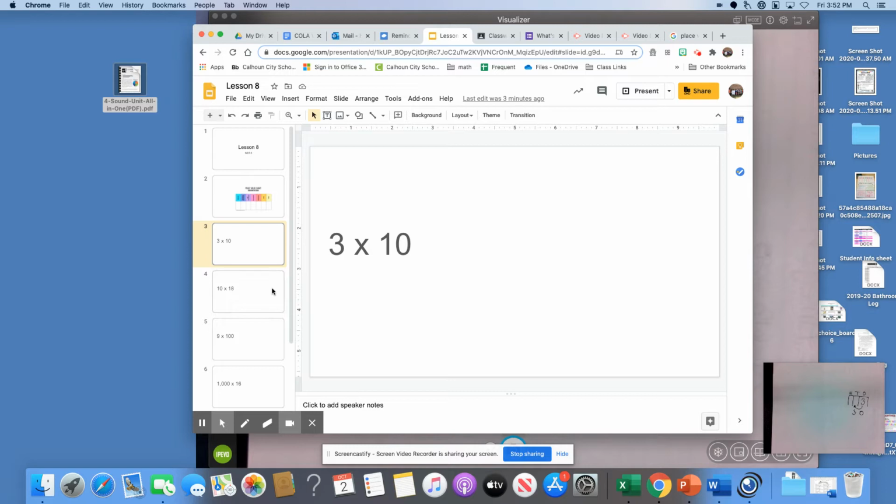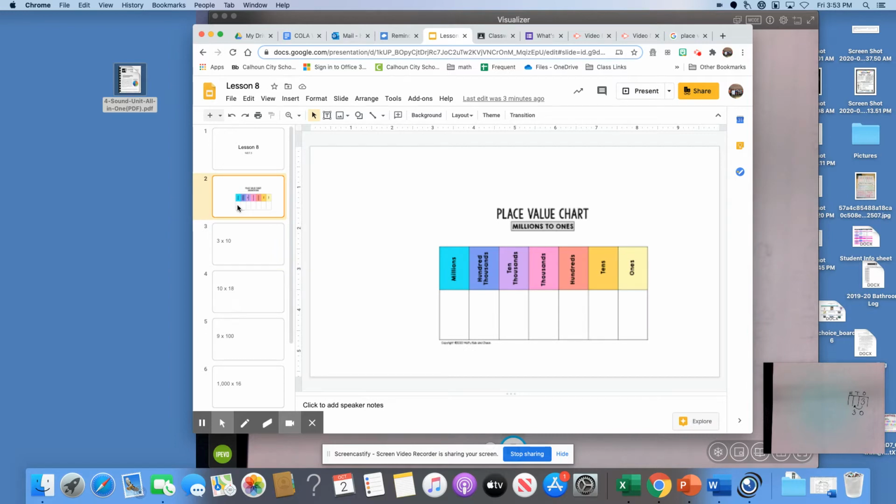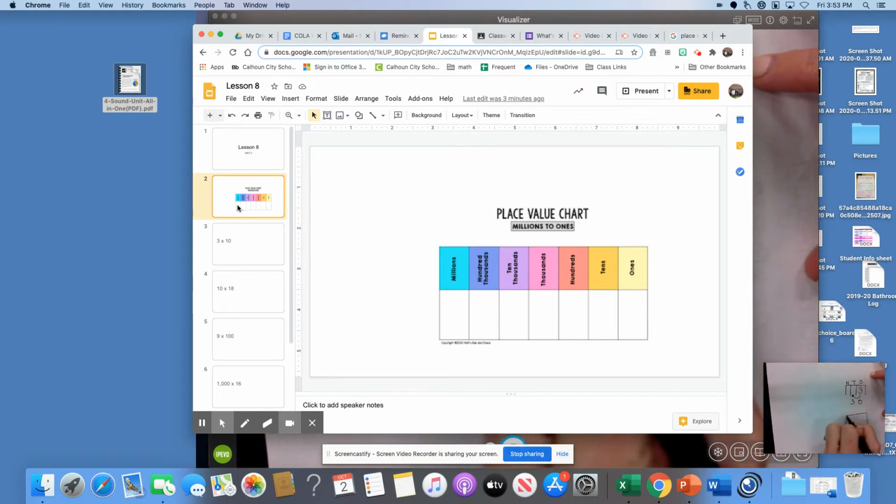So what I want to encourage you for the next one, 10 times 18. Stop this film and make a place value chart. And you can always use this one. So make a place value chart on your desk. I'm going to show you while you make one, or you can do it with me and then pause when you're ready to solve. So ones, tens, hundreds, thousands, 10,000s, 100,000s, and our millions place.